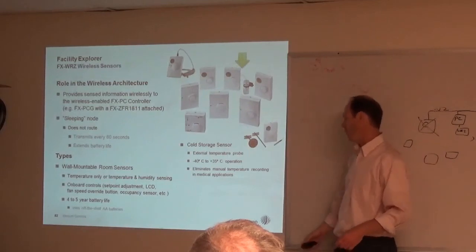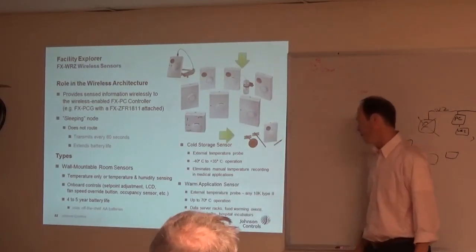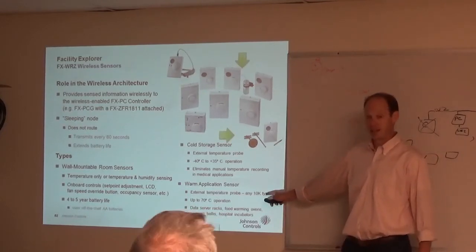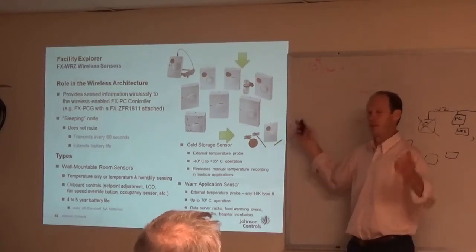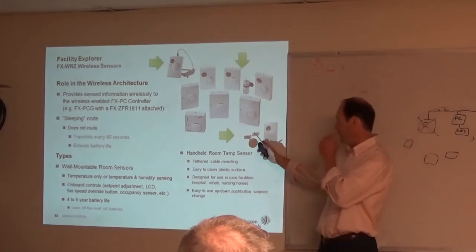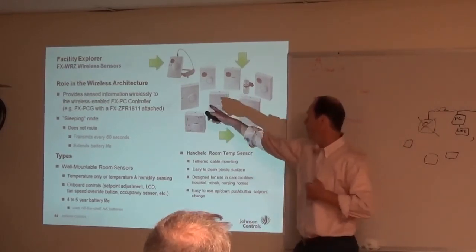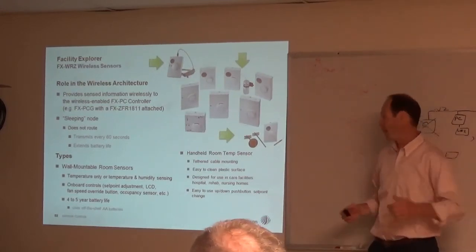So negative 40 to 35. And then also the warm sensor right here, up to 70 degrees C. And you can use any 10K sensor you like, so you don't have to buy the sensor that comes with it. You can buy any 10K sensor, connect it up there. And lastly, the handheld temperature sensor up here, this guy right here, for hospitals. So a couple options there for wireless.